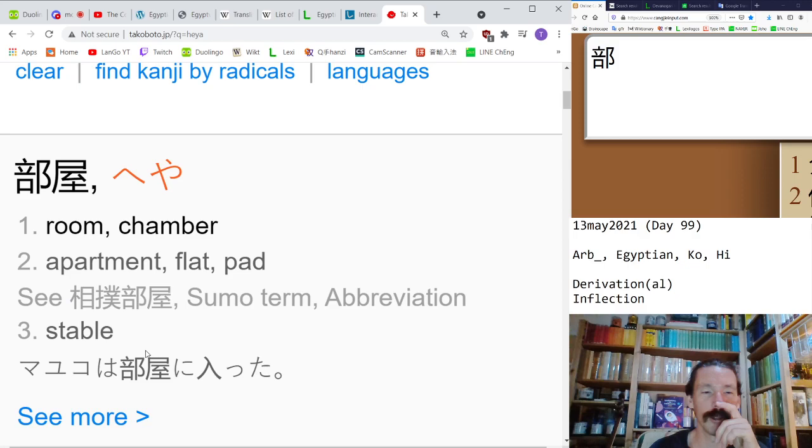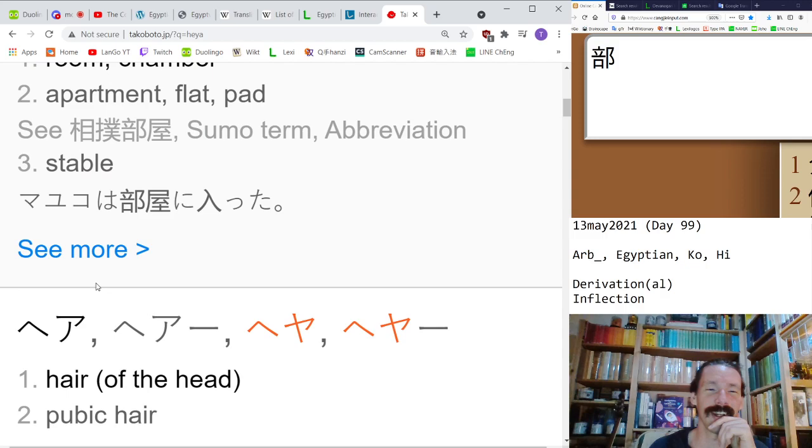Mayuko wa heya ni haitta. Heya. It's pretty close in sound. Heya and heya. Hair room. Heyako.